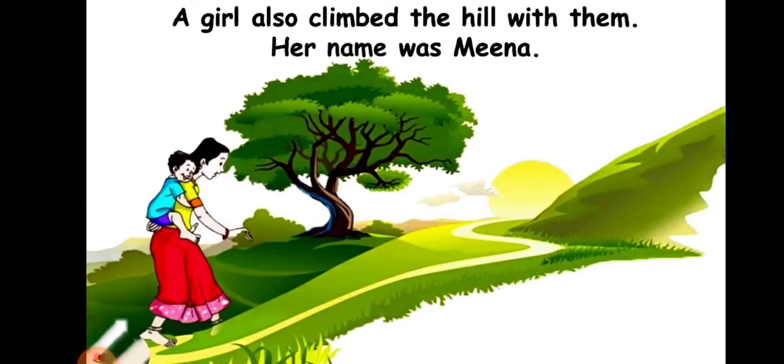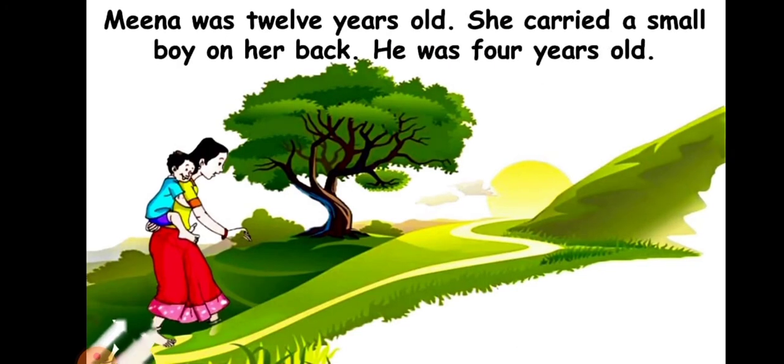A girl also climbed the hill with them. Her name was Meena. Along with those people, there was a girl also who was climbing the hill, and her name was Meena. Meena was 12 years old. She was a young girl only of 12 years. She carried a small boy on her back.